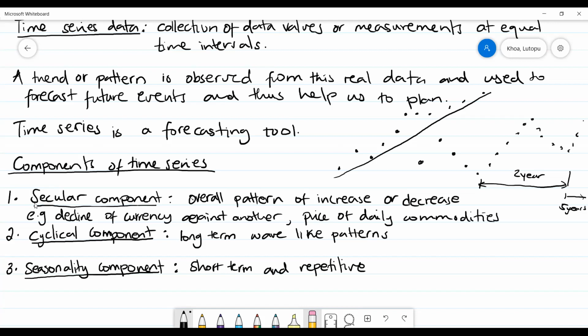So you might say every Wednesday there is an uphill, and then every Sunday downhill. Then the next Wednesday again uphill, next Sunday downhill. So they are more regular and they are over a short period of time. Most of the time, you can observe them in a period of less than a year. So there might be a weekly, a daily cycle, a monthly cycle. With daily, you might notice that around 12 o'clock it goes up, and then maybe around 3 o'clock it's down again. So these are short-term and repetitive patterns.